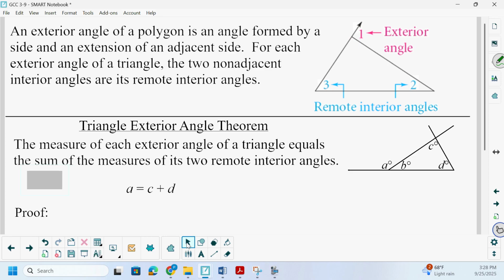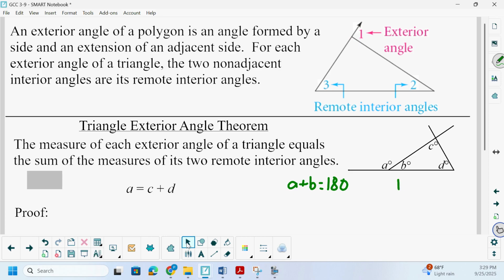So we're going to show you the triangle exterior angle theorem. We're not even going to talk about the stuff above yet. What we want to prove eventually is that angle A is equal to C plus D. Okay, and we'll get to why that is in a second. So let's start with some things we know. Angle A plus angle B should equal 180. And that's because angles on a line add to 180.